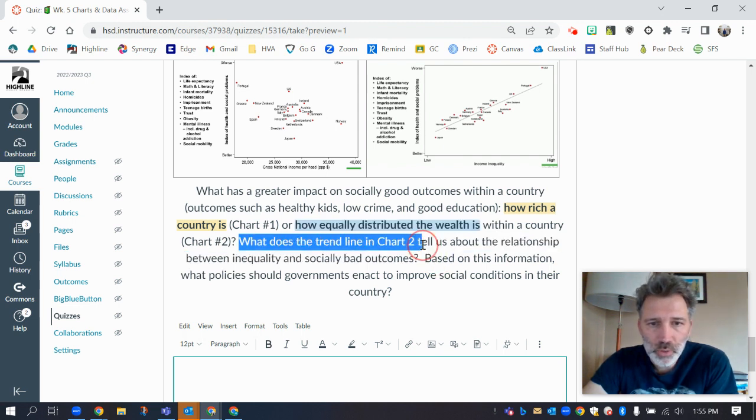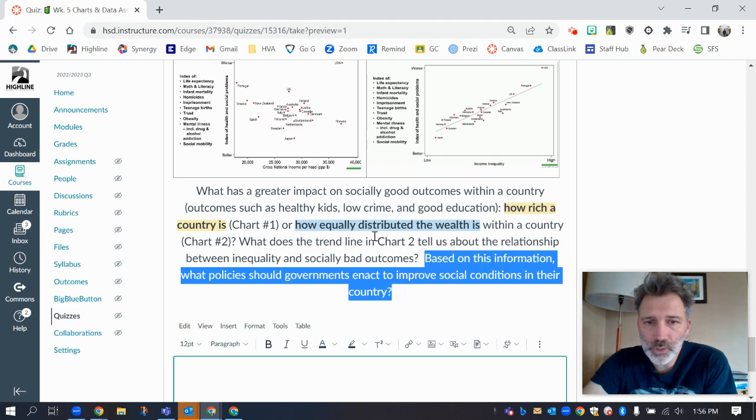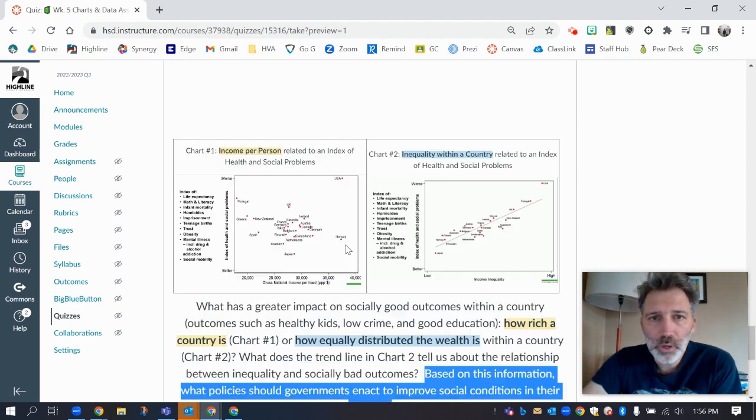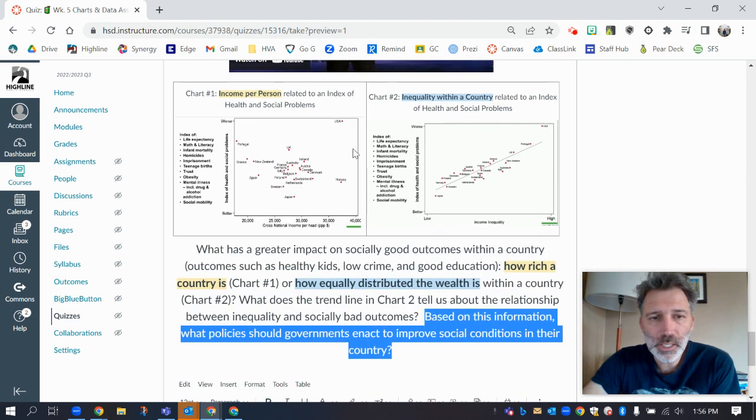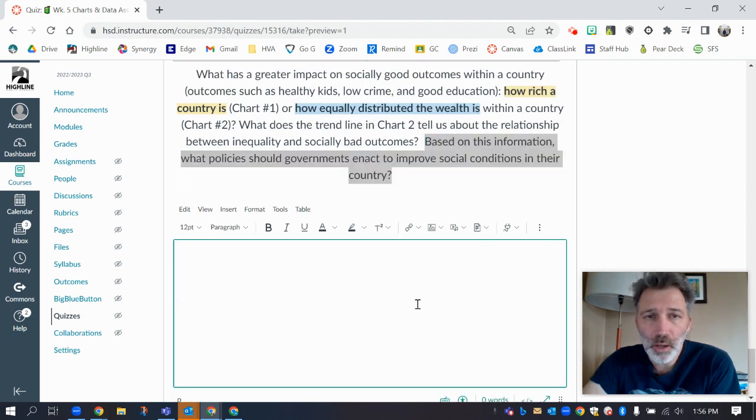And then, the follow-up question, what does the trend line in chart 2 tell us about the relationship between inequality and socially bad outcomes? Based on this information, what policies should governments enact? So there's a little bit more work here. You got to watch a separate video that you haven't seen yet. You have to interpret these 2 graphs and do that right here.